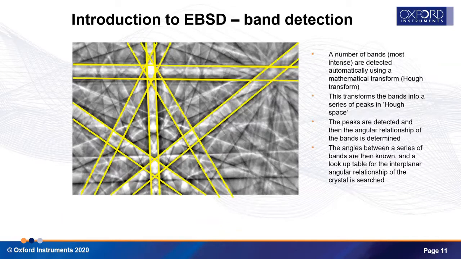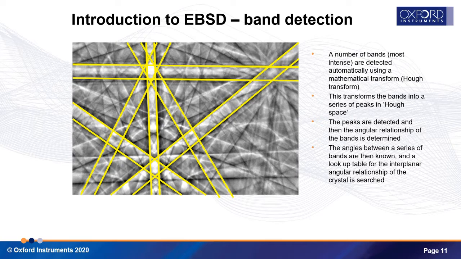So the first thing that we would do is we detect the bands using a mathematical transformation. This is called the Hough transform, and this particular transformation will render bands or lines in an image as a series of bright points on a fairly anonymous background. And the effect of that is that we can look for those bright peaks in Hough space, and then we can know by working backwards through the equation where the bands must have lain in the pattern, and thus we can know the position and the angles between them.